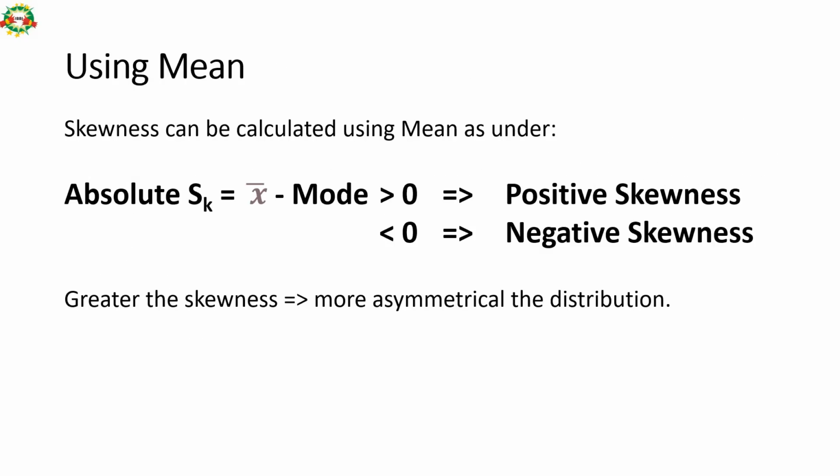Let us first see how we can calculate skewness using the mean. This is the formula: absolute skewness is equal to mean minus mode. If it is greater than 0, that is positive, then it is called positive skewness, which we discussed in the initial slides of the presentation. And if the value is negative, then it is called negative skewness. Greater the skewness, more asymmetrical the distribution. Remember this line as well.